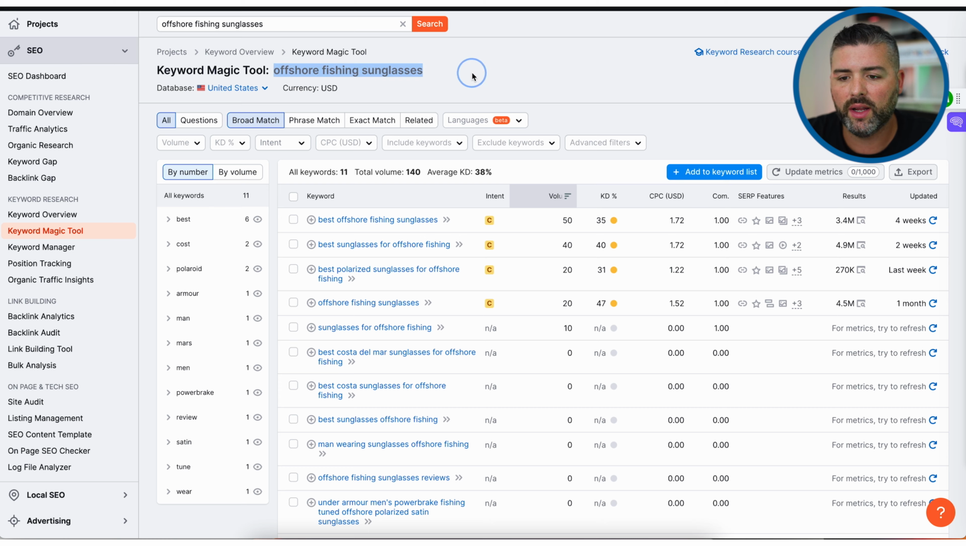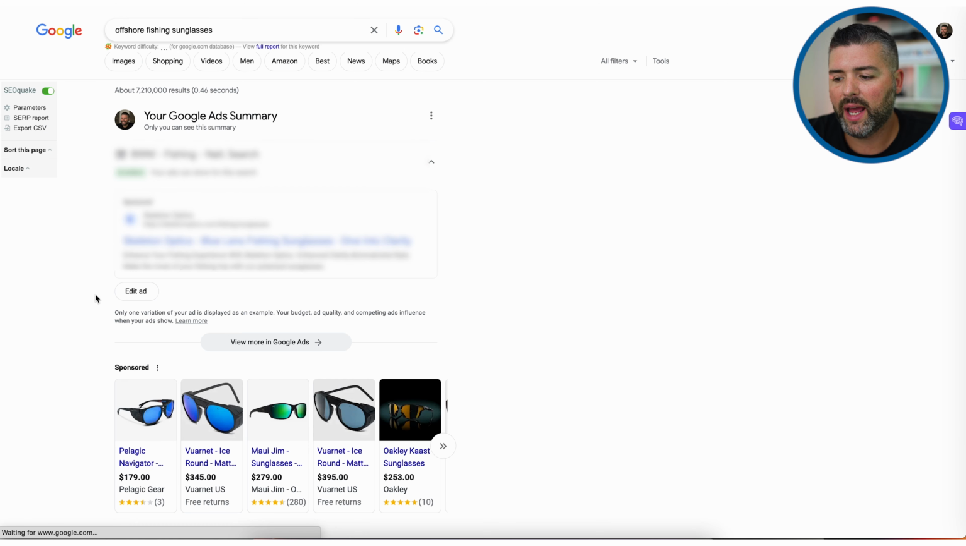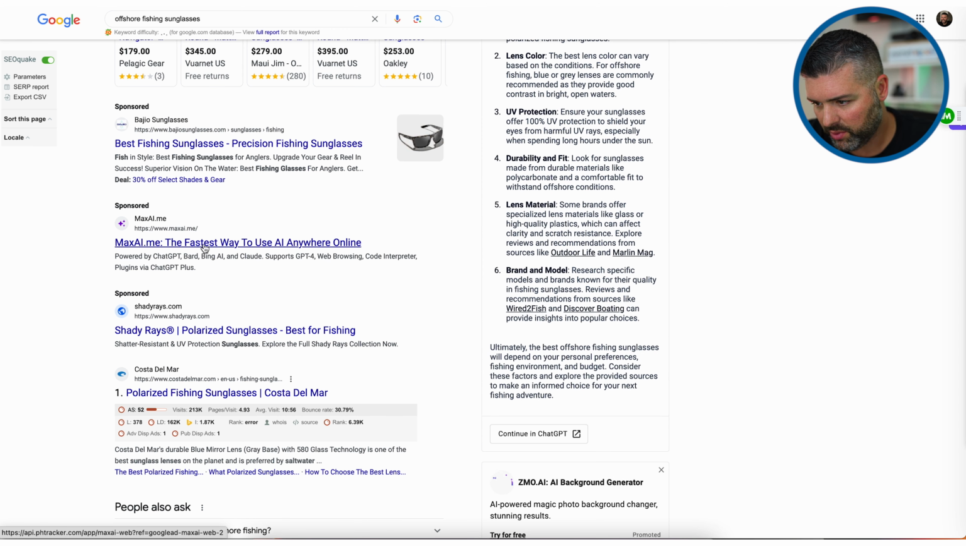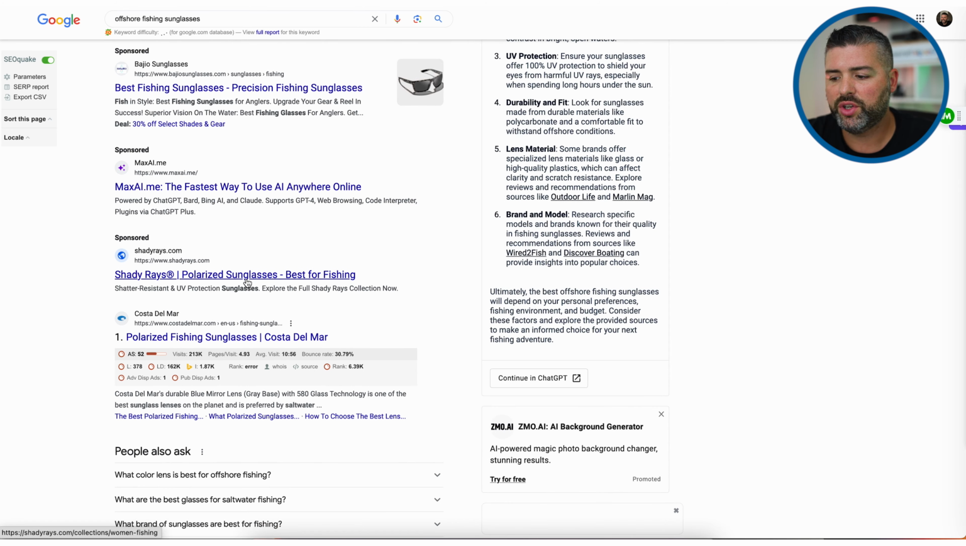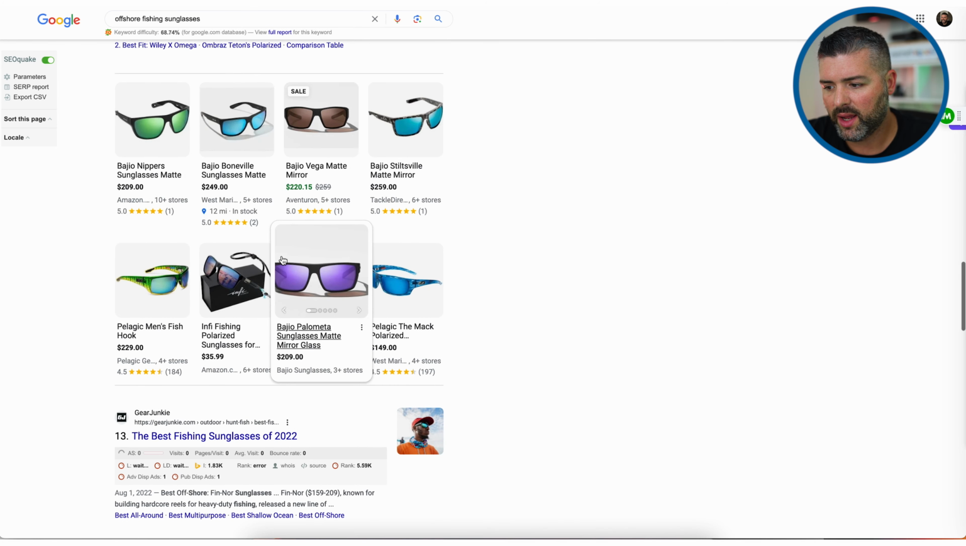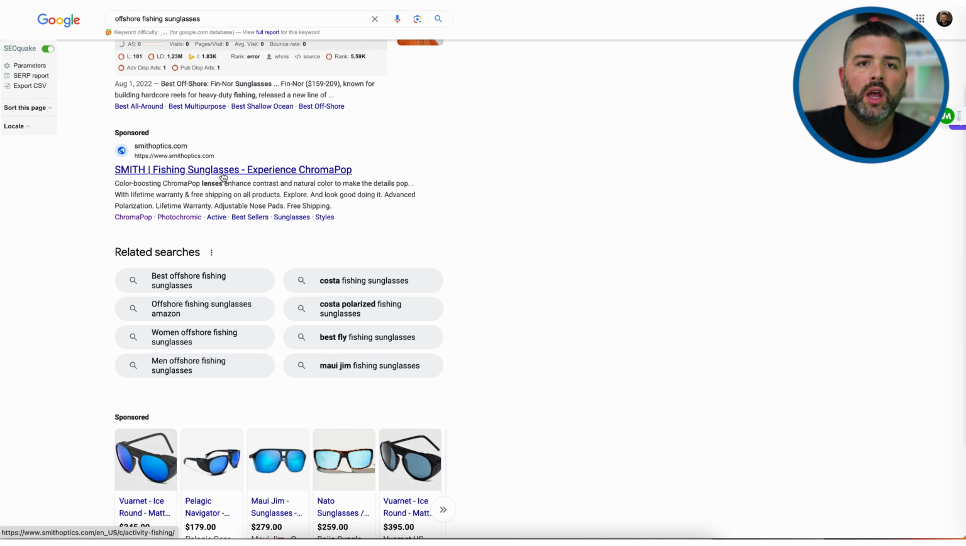So now I'm going to take that search, put it back into Google and look at the difference in ad copy. Best fishing glasses, precision fishing sunglasses. This seems like a terrible retargeting ad. Shady Rays polarized sunglasses, best for fishing. Polarized fishing sunglasses. Go down to the next batch of ads. We have all of our shopping ads, and then we have Smith fishing sunglasses. So by incorporating that long tail, you're no longer wasting your money on sunglasses, you're working on offshore fishing sunglasses.